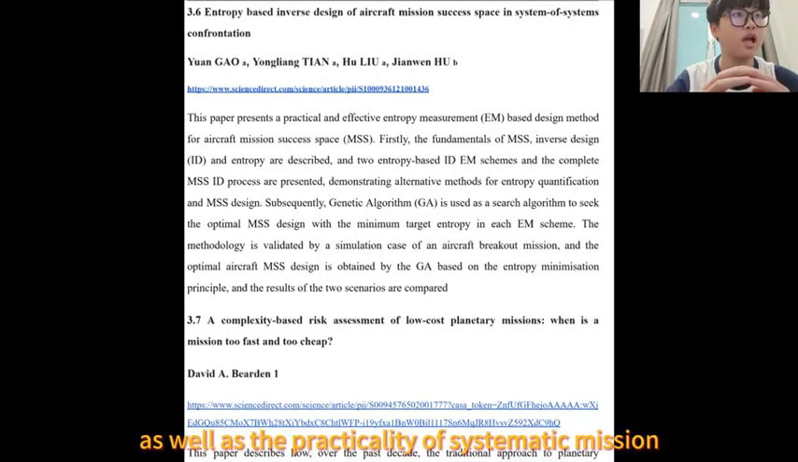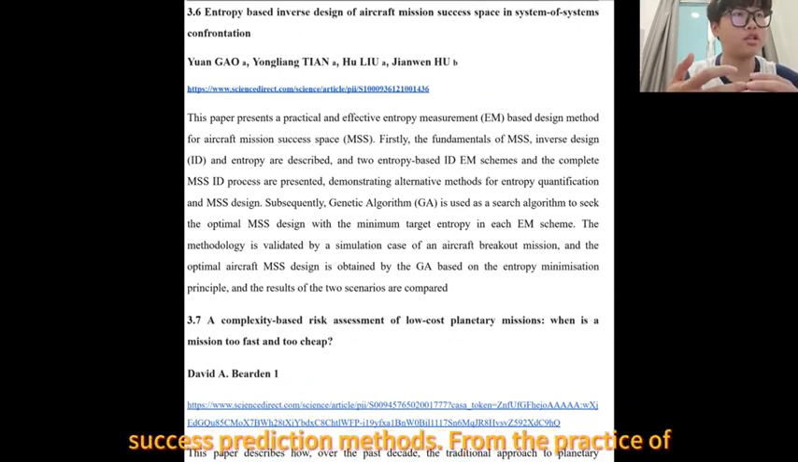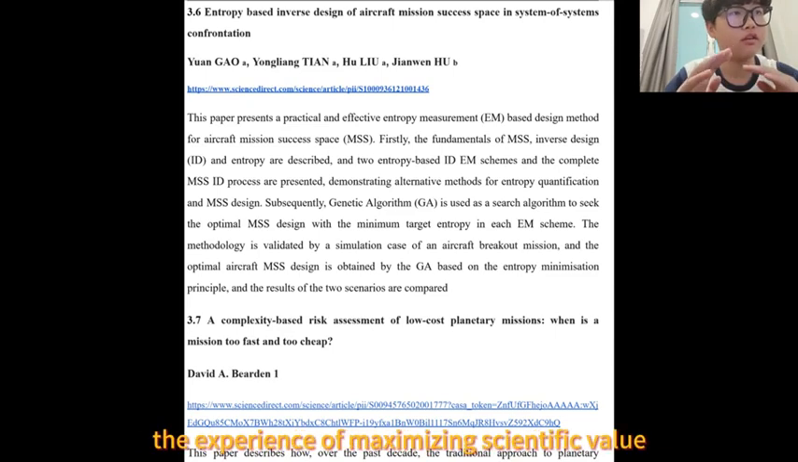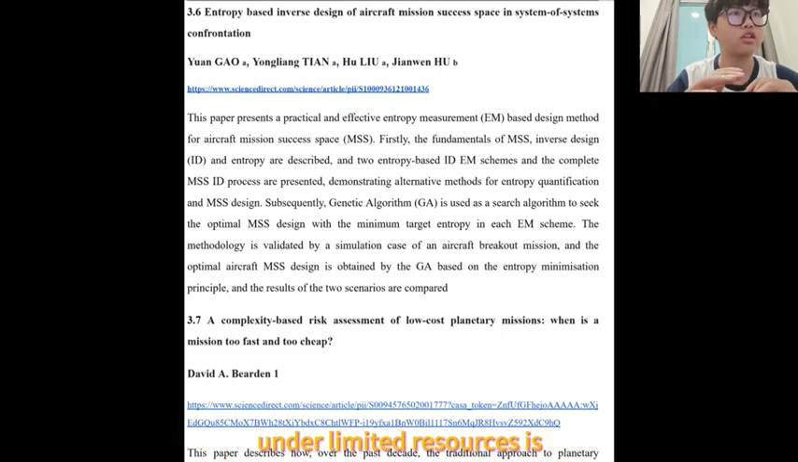as well as the practicality of systematic mission access prediction methods, from the practice of small satellite missions to low-cost distributed space missions. The experience of maximizing scientific value under limited resources is summarized at the same time.